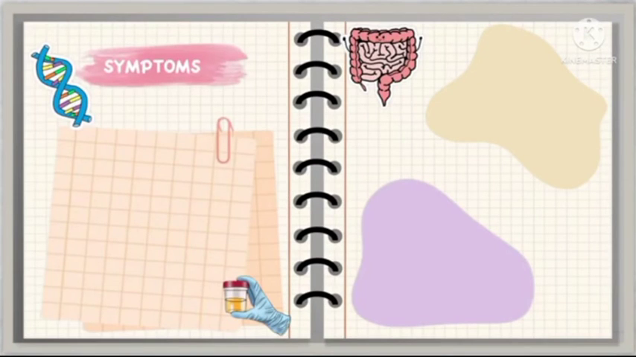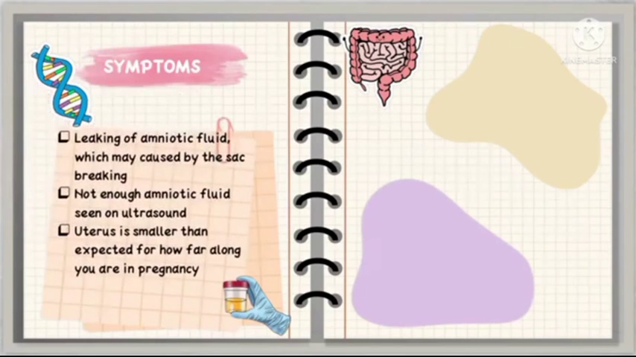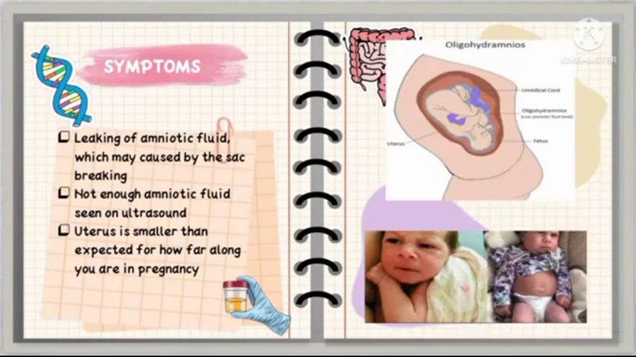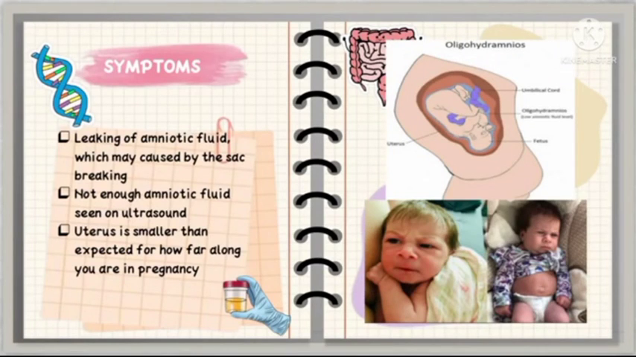Next is the symptoms of oligohydramnios. First is leaking amniotic fluid, which may be caused by the sac breaking. Next is not enough amniotic fluid seen in ultrasound.